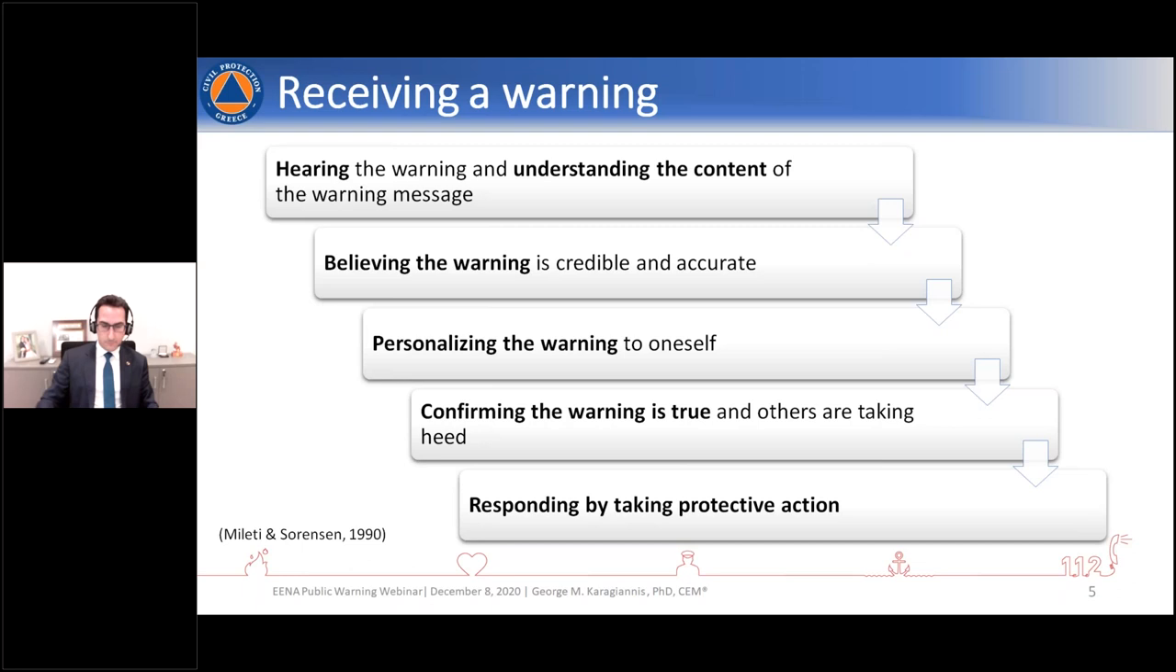What most people find surprising about this model is that warning recipients do not immediately heed protective advice. Instead, they go through a process that involves hearing the warning and understanding the content of the warning message, believing the warning is credible and accurate, personalizing the warning to oneself, confirming the warning is true and others are heeding advice, and last, responding by taking protective action. This model already provides some clues about how a warning system has to be designed to be effective.